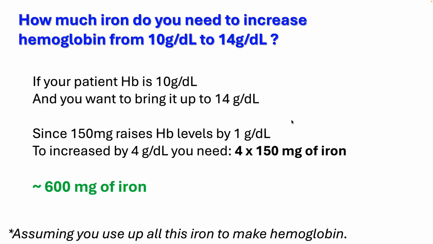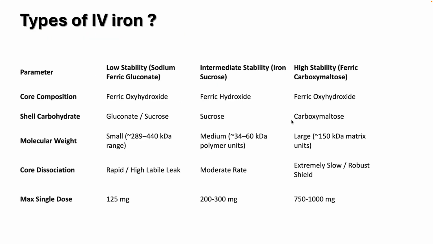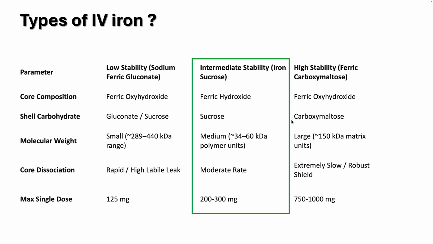Therefore, if your patient's hemoglobin is around 10 grams per dL and you want the hemoglobin to be 14, you will need around 600 milligrams of elemental iron to raise this hemoglobin. In patients who have issues with oral iron absorption, IV iron is used. Iron sucrose is most commonly used.